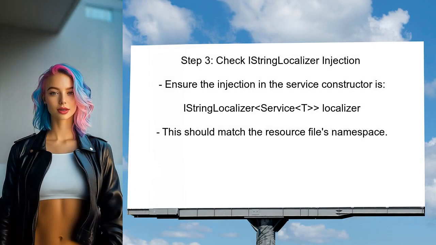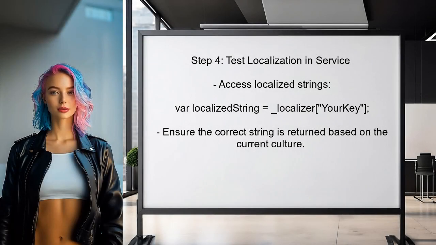After that, the user should check the injection of the IStringLocalizer in the service class. They need to ensure that the generic type parameter is correctly set to match the resource file's namespace. Finally, the user should test the localization by accessing the localized strings in the service. They can do this by calling the localizer within the service methods.